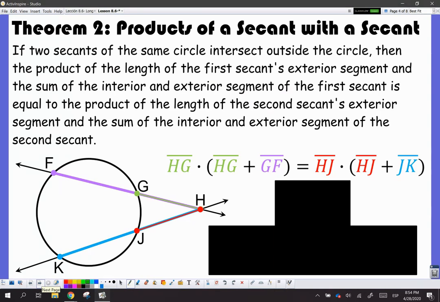Products of a secant with a secant. Now this theorem is going to be a little bit tricky, and you can see that there's a wall of text here. So I'm going to go through it and read as carefully as I can.